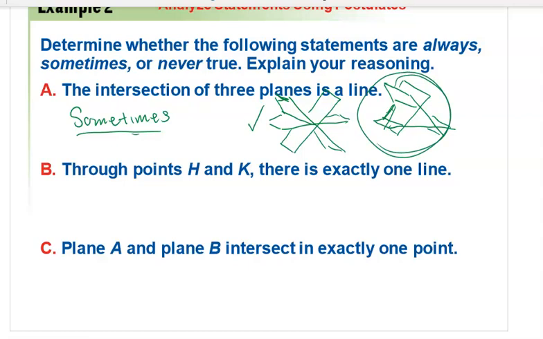Okay, the next one, through points H and K, there is exactly one line. Okay, so here's H, here's K. No matter where I draw them, it's always true. And the reason why is between any 2 points, there is exactly one line.